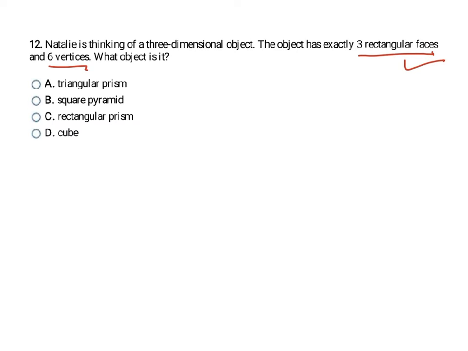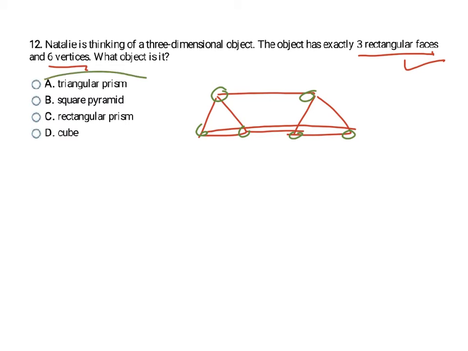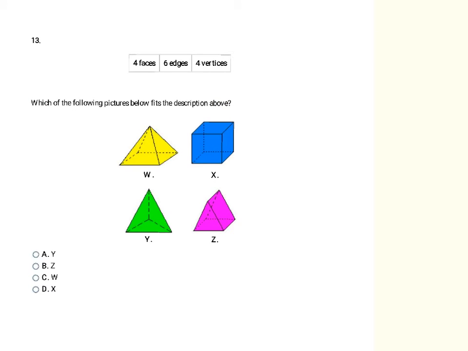And then I think about the corners. So I'm going to have the 2 triangles across from each other connected by rectangles. And the vertices are going to add up to 6. So that is going to make A my final answer. The first one checks out. Here, it's the same kind of problem, only they give us the pictures, and they want to know which one of these has 4 faces, 6 edges, and 4 vertices.